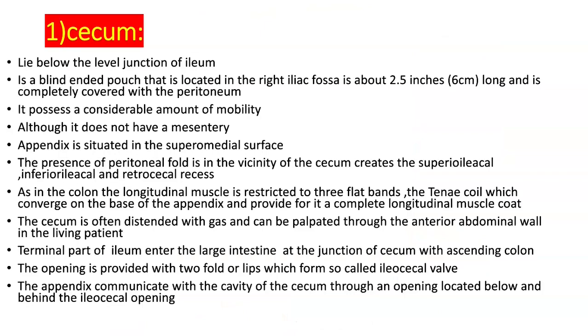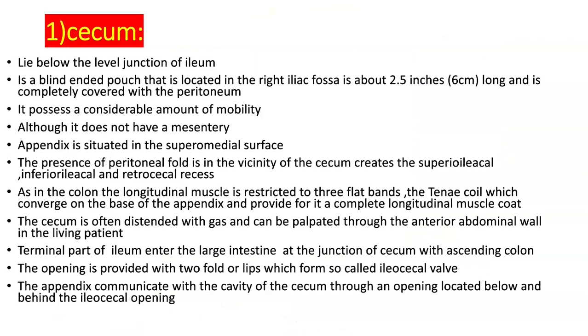The first part of the large intestine is the cecum, which lies at the level of the junction of the ileum. It is a blind pouch that is located in the right iliac fossa. It is about 2.5 inches long and is completely covered by the peritoneum. It possesses a considerable amount of mobility. It is a mobile part, although it does not have a mesentery.